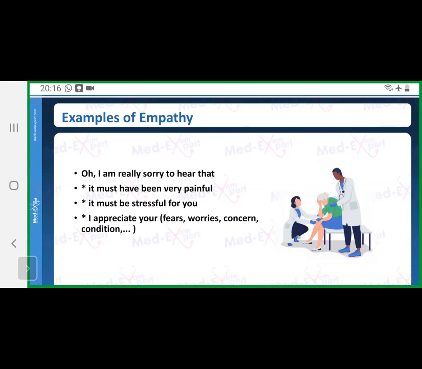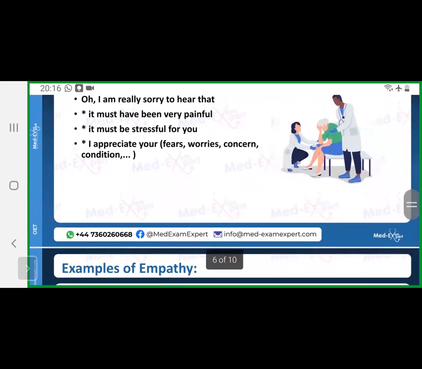Basically, you have to cram these sentences, you have to memorize them, and you have to incorporate them in your daily language so that when you appear in the exam, you use these sentences. Okay. So the basic ones are, I'm really sorry to hear that. It must be very painful. It must be very stressful for you. I understand what you're going through. I understand your fears, worries, concerns, and condition. So these are all the things and words which you can incorporate in your language when you're appearing in the exam.